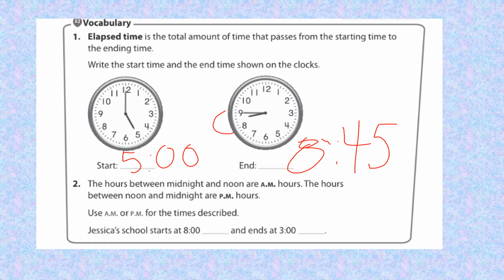The hours between midnight and noon are AM hours. And I'm going to just kind of point that out right there. They are AM hours. Between noon and midnight, as we know, is PM. So asking us to use AM or PM, Jessica's school starts at 8 o'clock AM and ends at 3 PM.